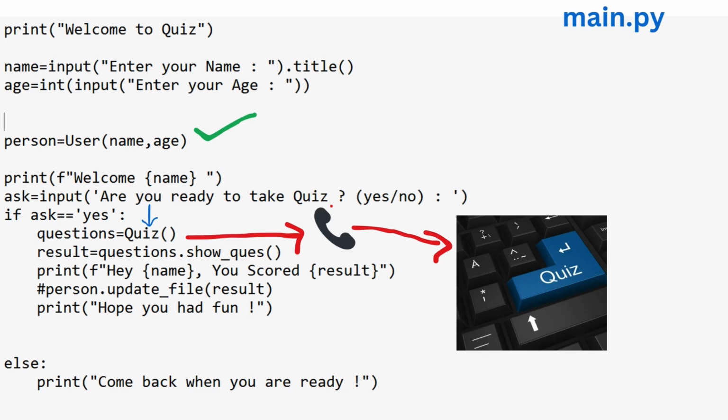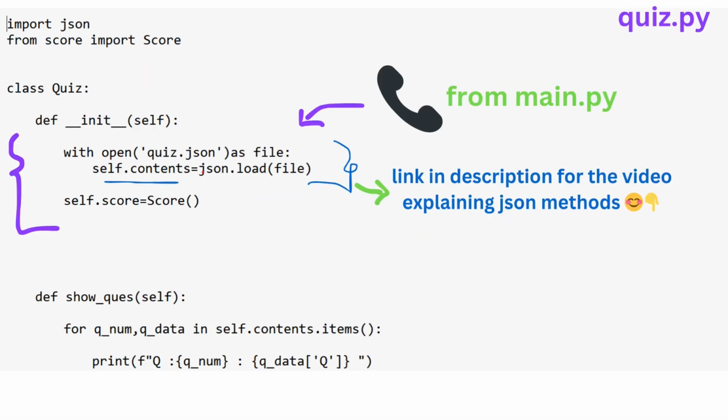And then, yes, we are welcoming that user and asking them whether they are ready to take the quiz or not. So if their response is yes, the if block will be executed. So questions, an object for that quiz module, is created. So what happens? Let's go to the quiz module. So now what happens inside this quiz module? This init method will be initialized.